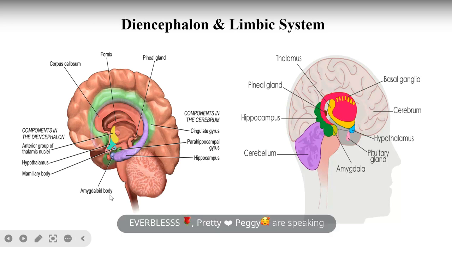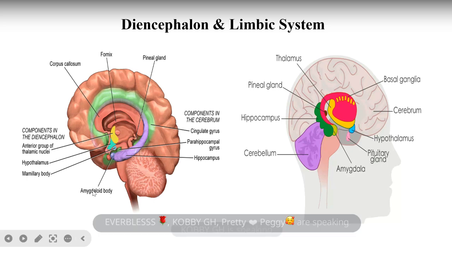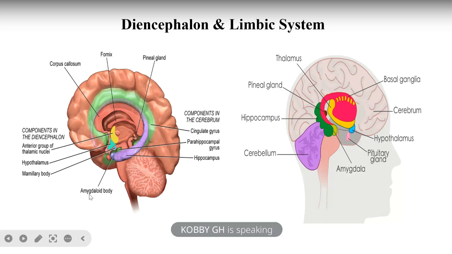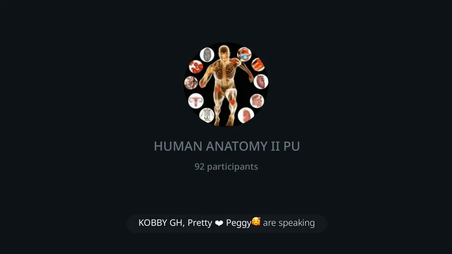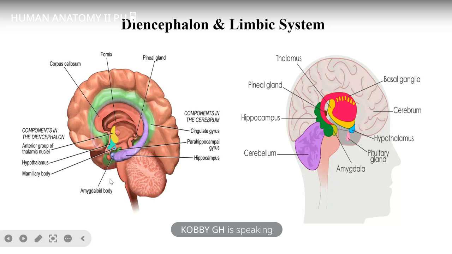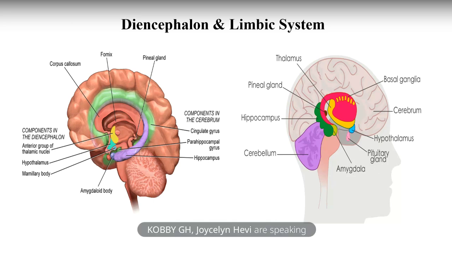Amygdaloid body. It's the same as the amygdala. It's the same thing. In some books, they will call it amygdaloid body. In some books, they call it amygdala. It's the same word. Okay, and that part of the brain is responsible for emotional processing, like fear, aggression. Maybe you are feeling threatened.